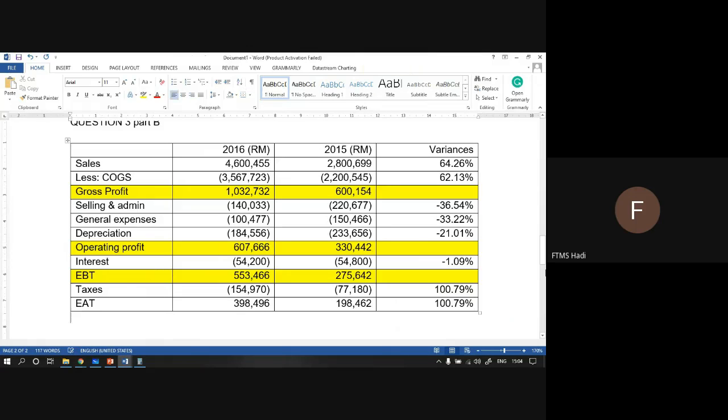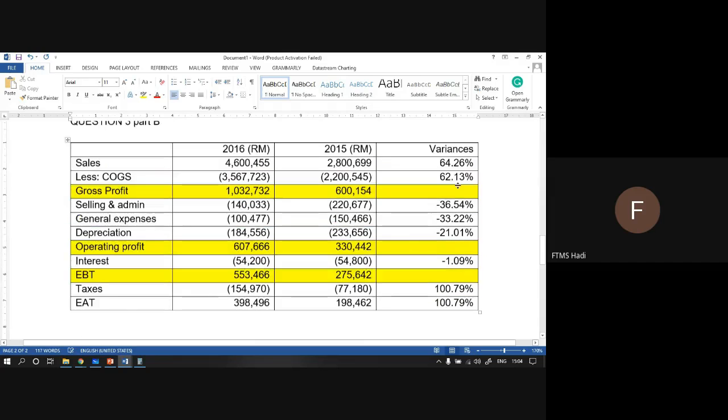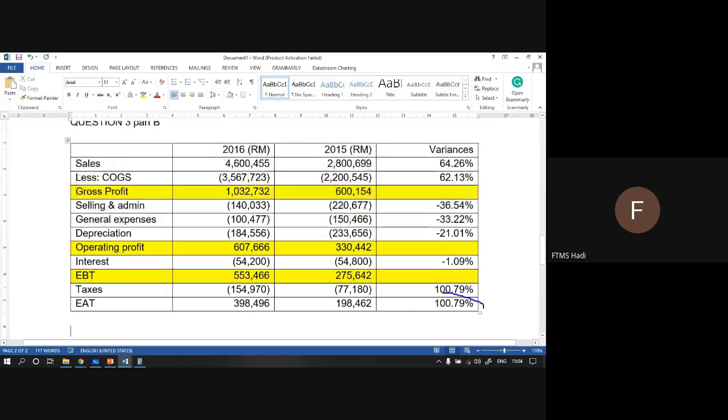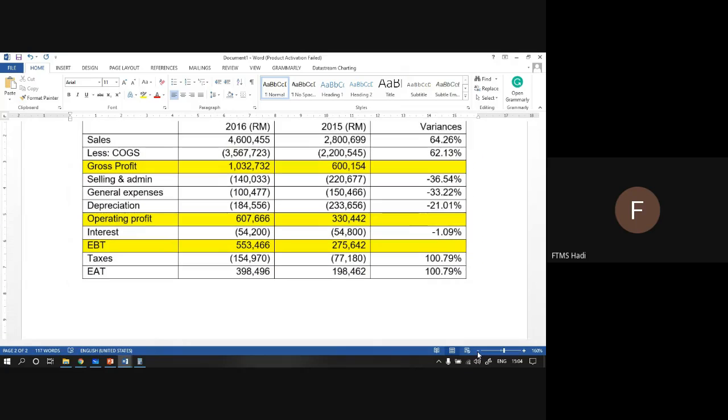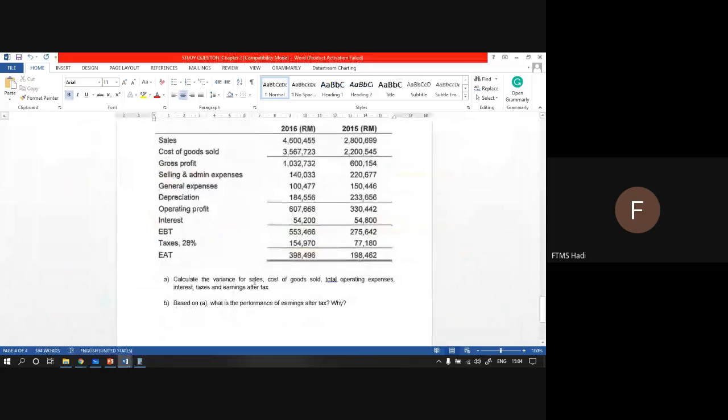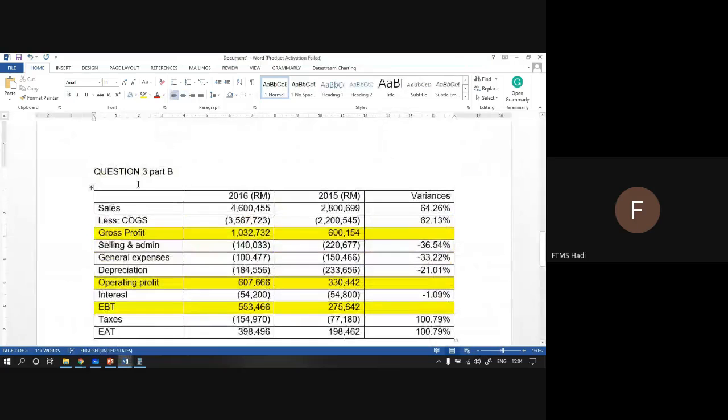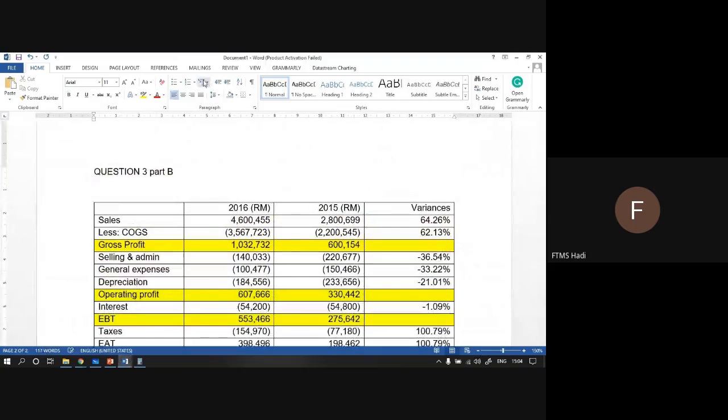Okay, so you're done with this part. As you can see, the final one increased by 100%. That means almost double. Since this is positive, the answer will be quite a very good performance. So answer A is done already. Question A is done.